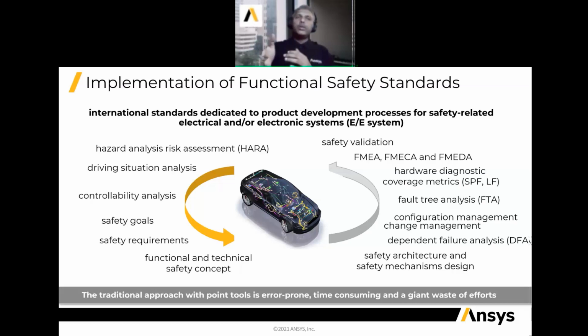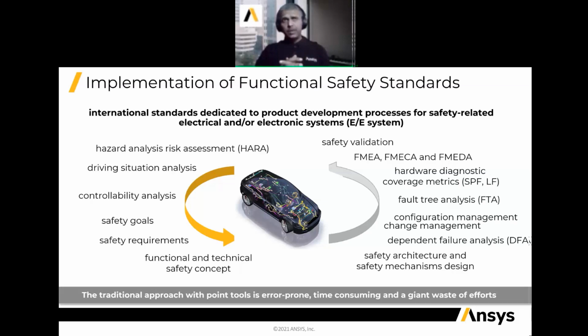And then we move on to perform failure modes and effects analysis, failure modes, effects, and diagnostics analysis, then single point faults analysis, latent faults analysis, a complementary approach from fault tree analysis, and then dependent failure analysis. So the list of activities that we need to perform is quite significant, and all of these activities are going to take an extensive amount of time. And so a solution like Ansys Medini would be the right thing for us to get started with.